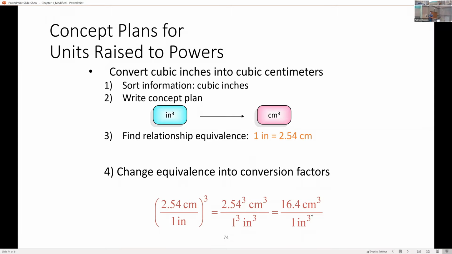So for those cubic units, and even if it's square feet, square whatever, you want to make sure you square the entire unit to get the conversion first. Then you can do it normally. So that works, because they're exponentials when you increase the dimensions. Any questions on that? I'll give you guys a second.